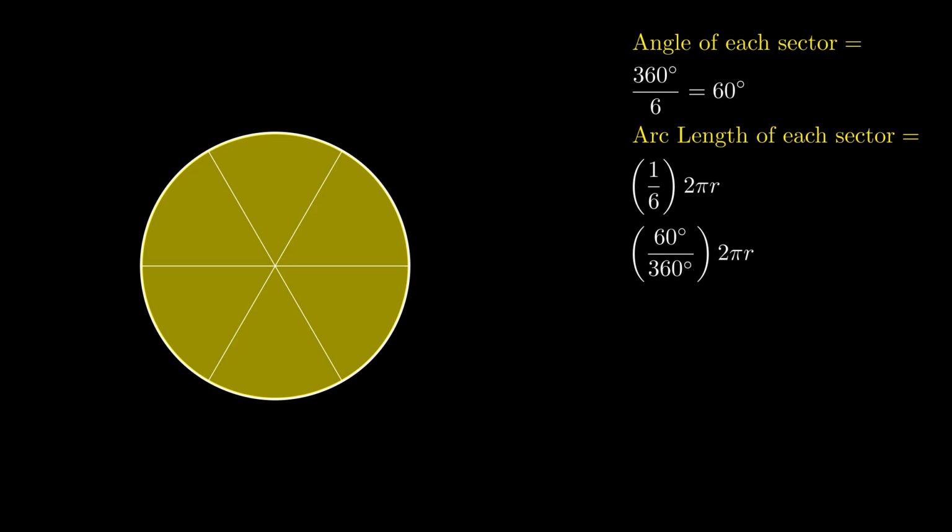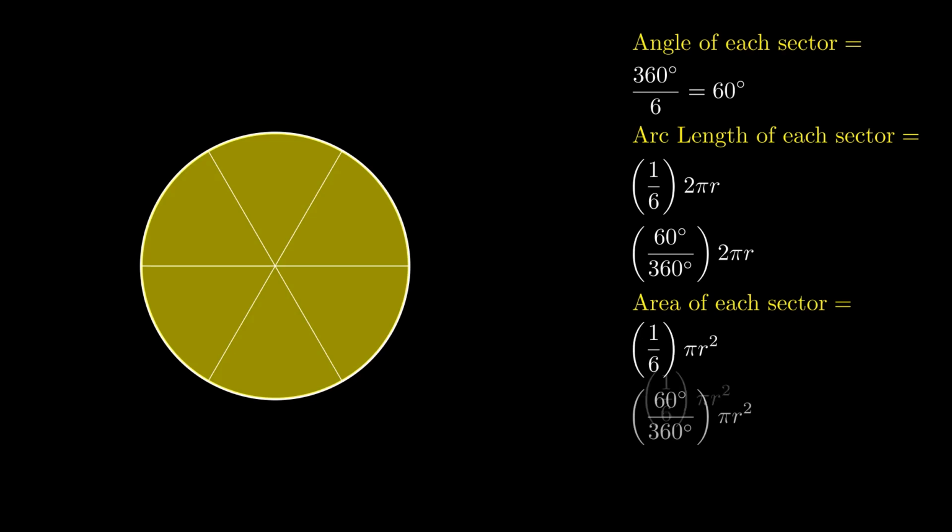Same thing we can do for the area of each sector. So each sector will be 1/6 of the area of the circle. So it will be 1/6 of pi r squared. So again it can be rewritten as 60 degrees divided by 360 degrees times pi r squared.